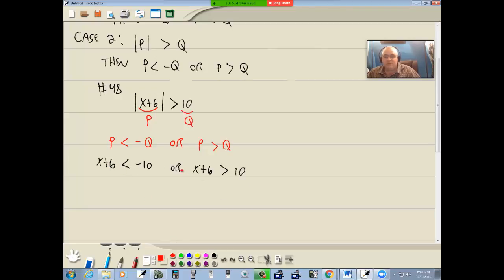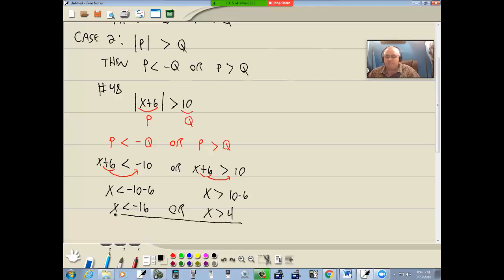Now we want to solve each one of these separately. So I'll take the 6 and move it over. So we got x is less than negative 10 minus 6, or x is less than negative 16. On this one, I'll take the 6 over. And we got x is greater than 10 minus 6, or x is greater than 4. And there's still that or between them.